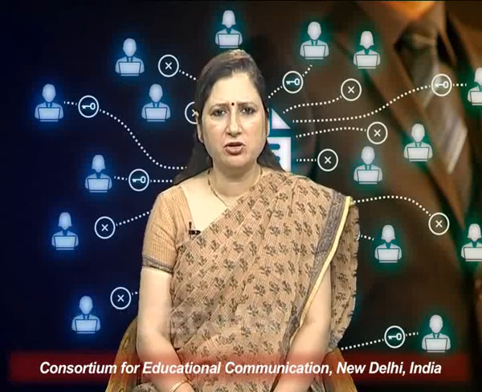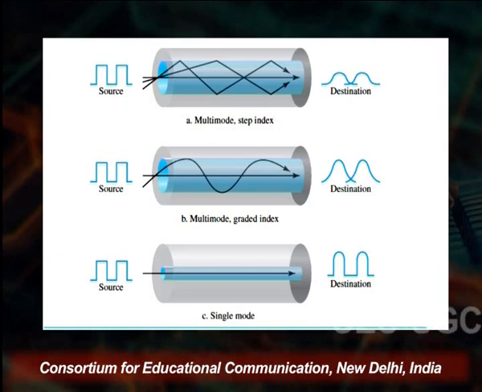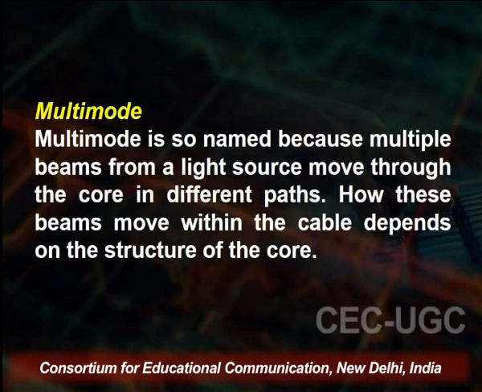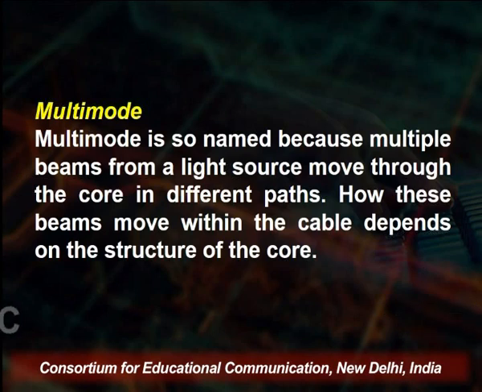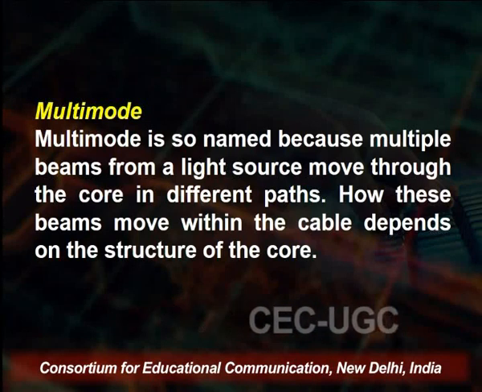So, this diagram tries to explain what is multi-mode in case of step index and what is multi-mode in case of graded index. That is how the light signal is moving from the source to the destination and how the signal also undergoes a change. And in single mode, as we can see, there is a single signal which is moving out, right. Whereas, in case of multi-modes, we can see that multiple signals are going to be transmitted. So, let us look at each of these separately. In case of multi-mode, basically we say that multiple beams of light from a light source will move through the core in different paths.